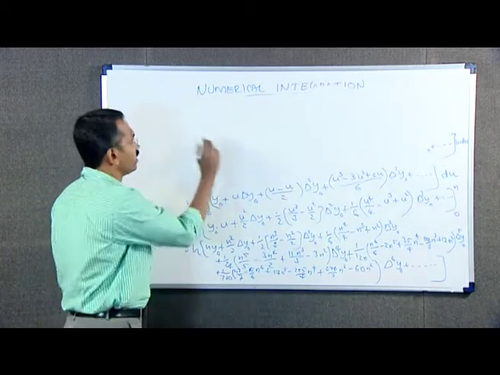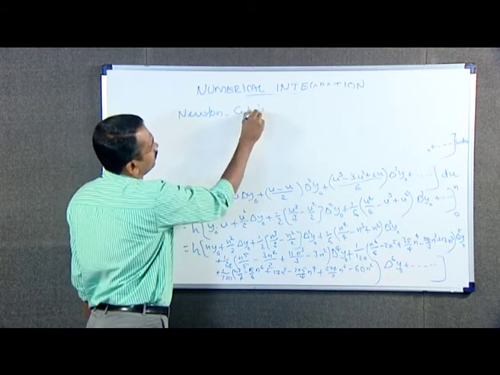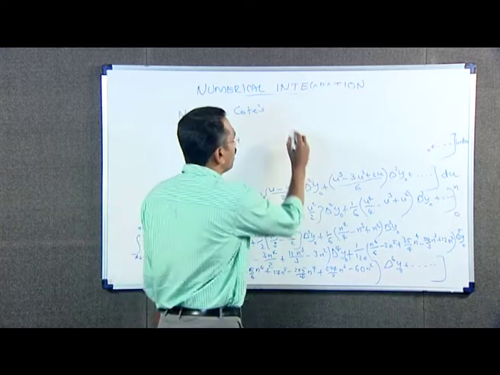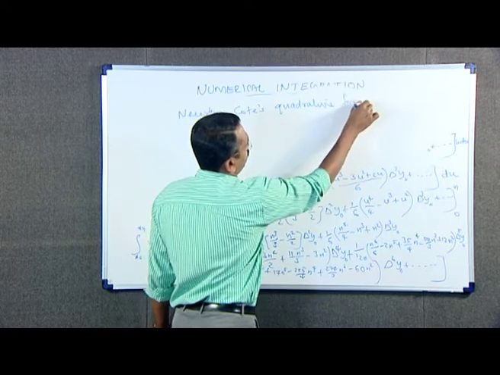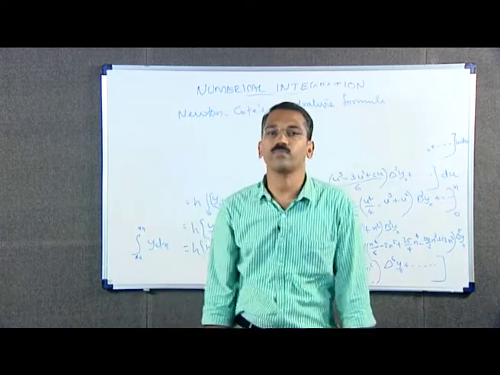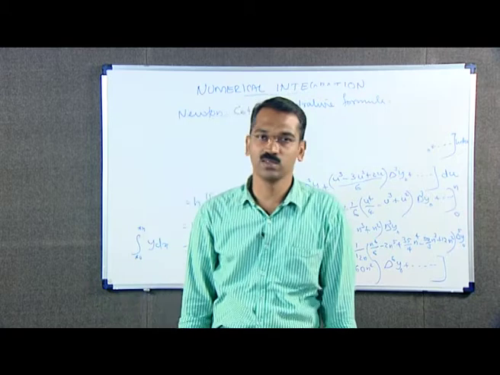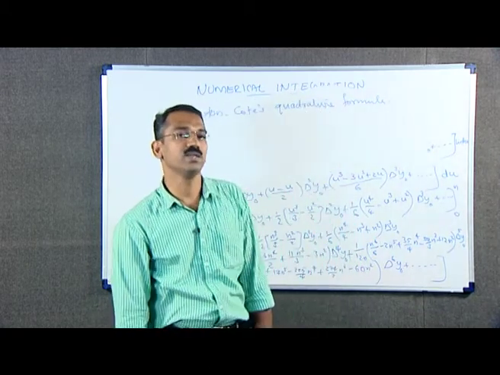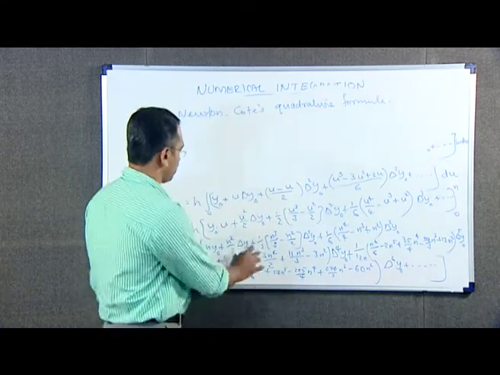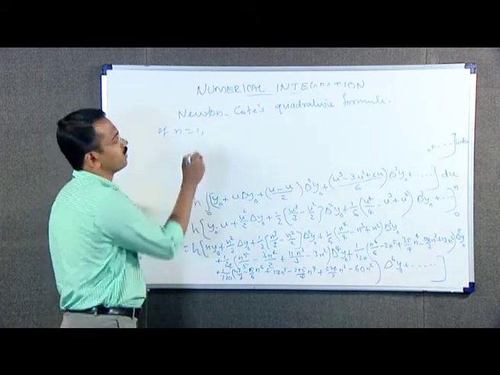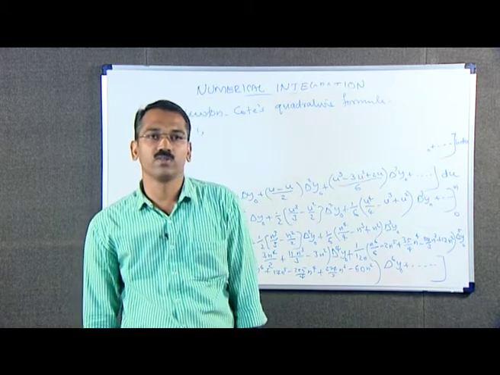This is a general formula, namely the Newton-Cotes quadrature formula. From this formula, we can obtain a variety of special quadrature formulas by putting n equal to 1, 2, 3, etc. If we put n equal to 1 in this expression, we get the trapezoidal rule of numerical integration.